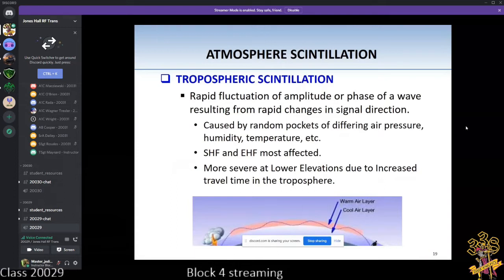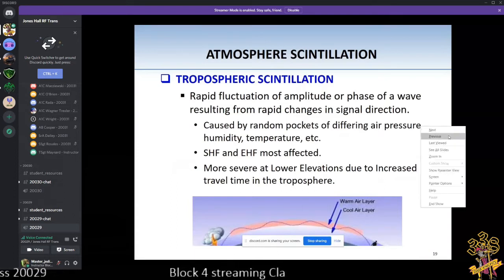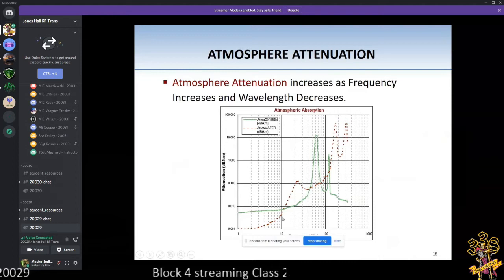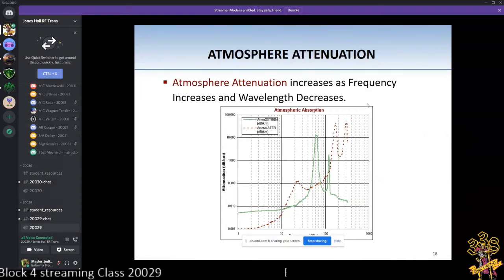Tropospheric scintillation. This chart, here's your attenuation, and here's your frequency. It's showing you that as frequency increases and wavelength decreases, atmosphere attenuation will go up. So the higher frequencies suffer from atmosphere attenuation more so than the lower frequencies.